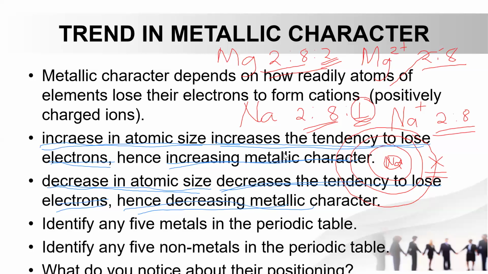So I want us to identify any 5 metals in the periodic table. Any suggestions on any 5 metals in the periodic table? Okay, Anne's hand is up. We have sodium, aluminum, magnesium, lithium, and beryllium. Okay, that is good. Thank you.